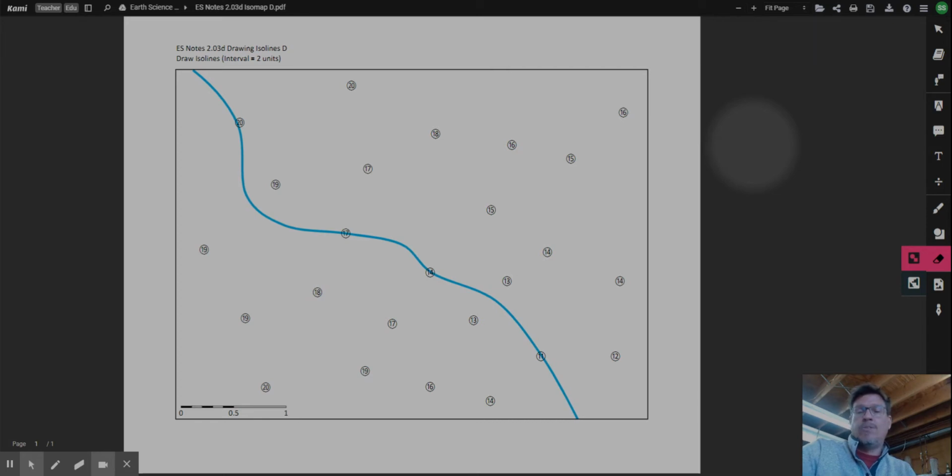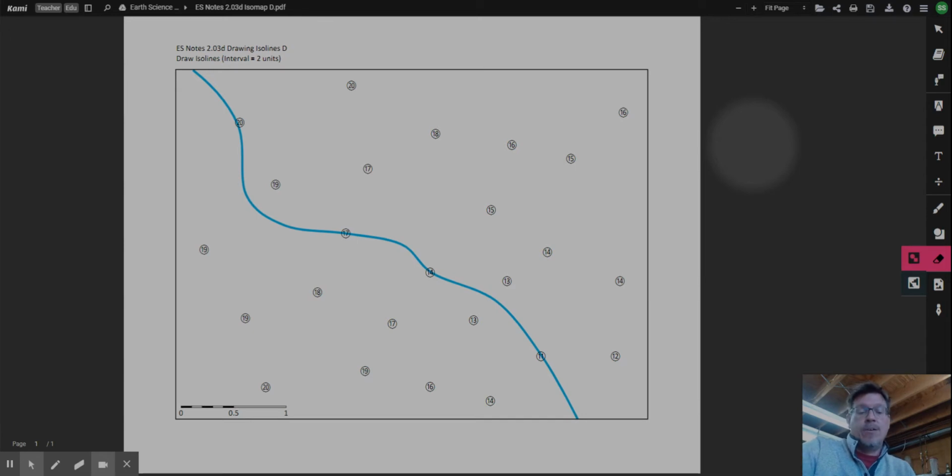We're going to add a rule to this, and that is that when an isoline crosses a river, it makes a sharp bend. So in the past, we've been drawing these sort of smooth curves and avoiding creating sharp angles. This time, when we cross the river, we're going to try actually to create a sharp angle. All right, so I'm going to get started.